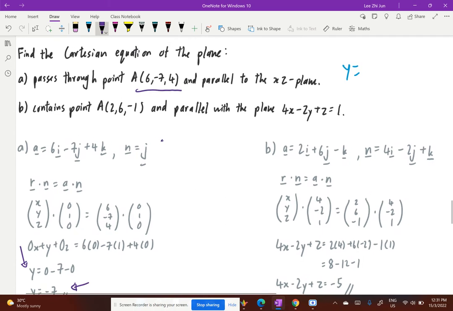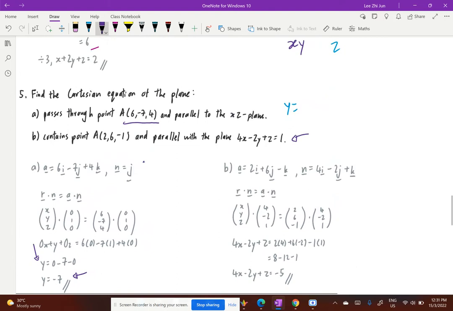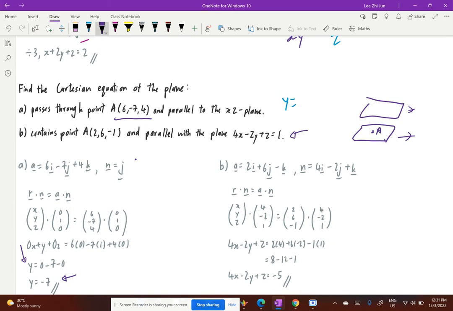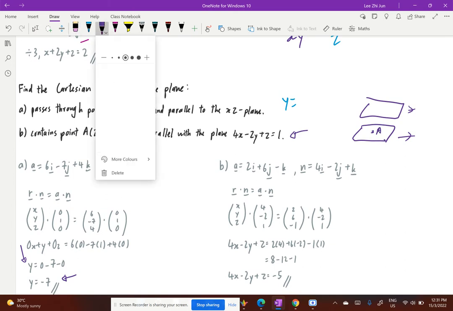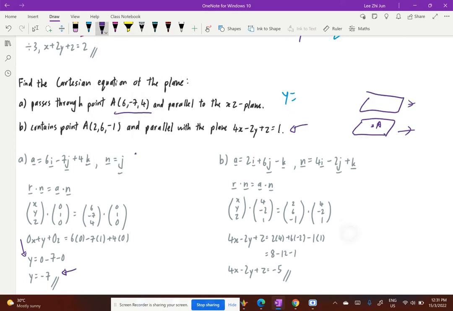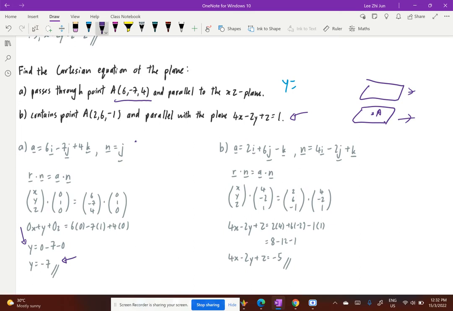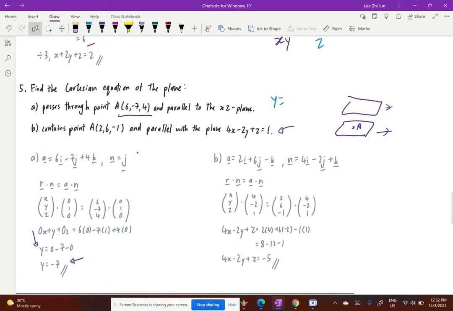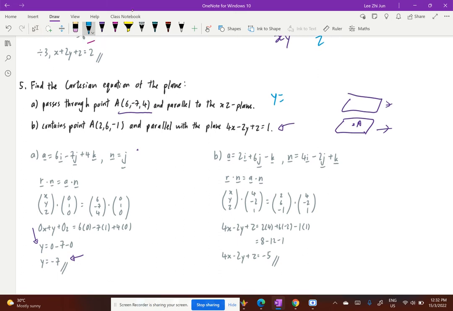And for B, the plane contains point A and is parallel to this plane. Yes, they are parallel. For this question it is also the same: just find the A and n, and use back r·n equals a·n. So I will get 4x minus 2y plus z equals negative 5. It's simple. So if they ask for a plane parallel to the xz plane, the final answer will be y, and for the normal vector, the coefficient of i is 0 and the coefficient of k is also 0.